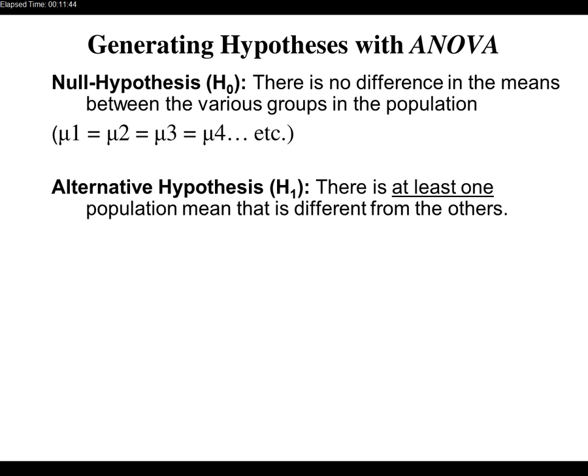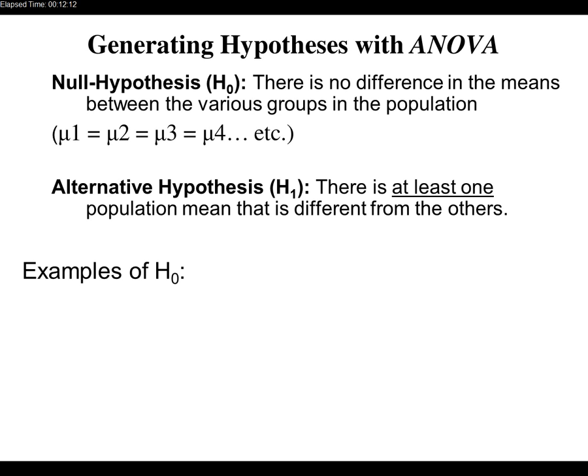All right, the null hypothesis means that there's no difference in the means between the various groups in the population. The mean of the first group is going to equal the mean of the second group, is going to equal the mean of the third group, or it's going to be very, very close. Okay, the alternative hypothesis means that there is at least one population that does have a different mean than the other populations.